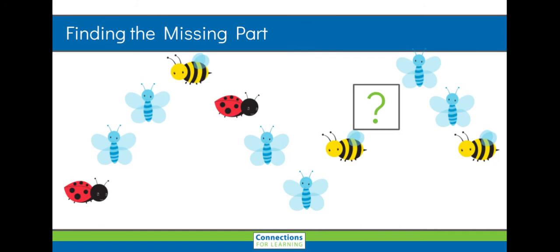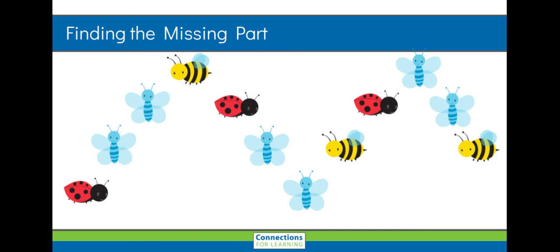And for this one, we see that we have a bee and then a... Well, if we go back in our pattern again, we can see there is a bee and then a ladybug. So I wonder if a ladybug goes here. Let's read our pattern together from the beginning. Ladybug, butterfly, butterfly, bee. Ladybug, butterfly, butterfly, bee. Ladybug, butterfly, butterfly, bee. Oh, that sounds great. That sounds like a pattern that repeats.